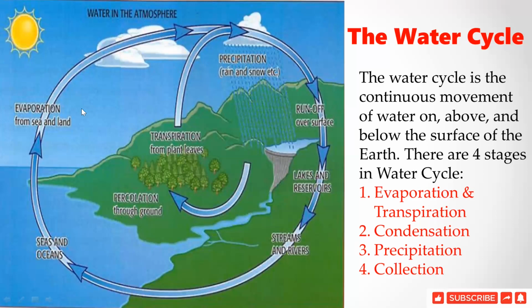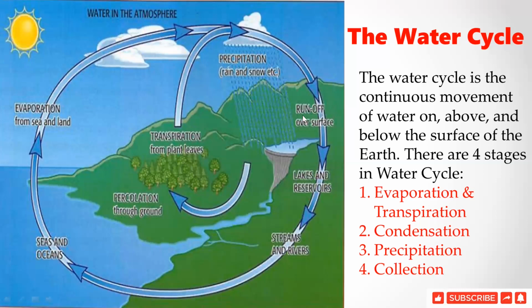You can see through this picture, water is evaporated through the seas and oceans and the rivers and coming up towards the sky. And up above, the temperature is so low that it makes all these water droplets or water vapors condense. They make clouds. And from these clouds, water comes down as rain or snow, this is called precipitation.